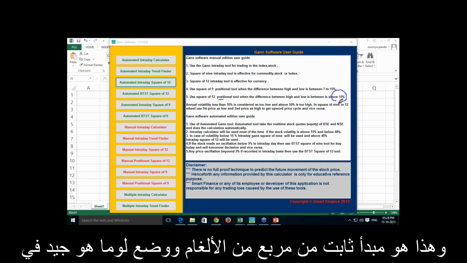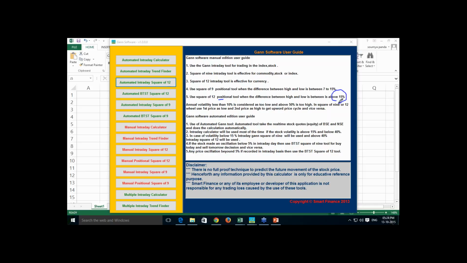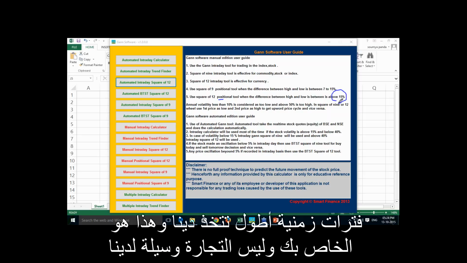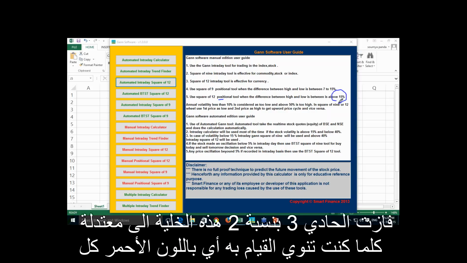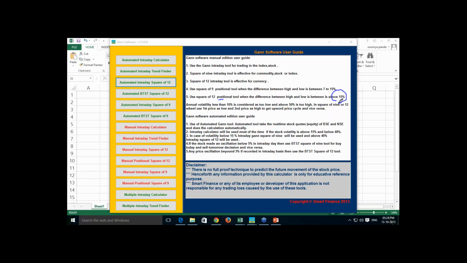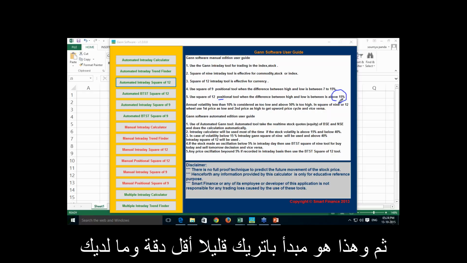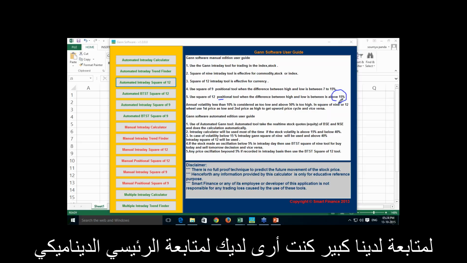And this static principle of square of 9 and square of 12 works well in your positional trade, where you are taking longer term periods, or this static principle also works for your trend forecast. However, whenever you are going to do any intraday trade or BTST trade, buy today sell tomorrow, then this static principle is a little less accurate. Hence, for greater accuracy you have to follow the dynamic principle.